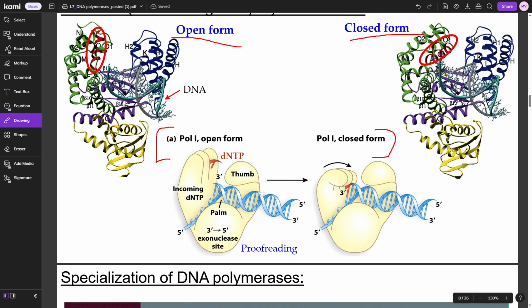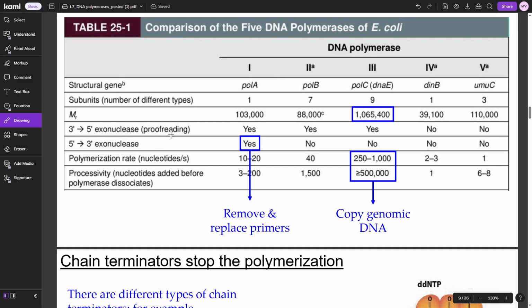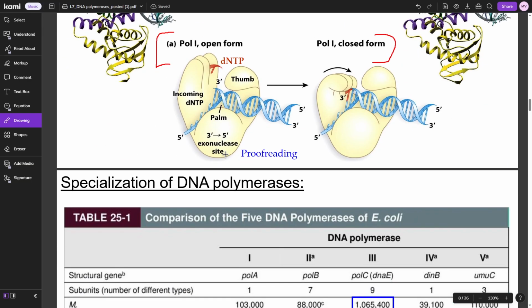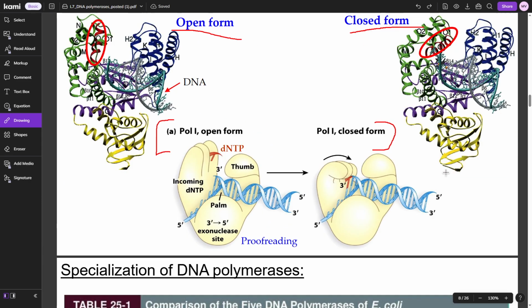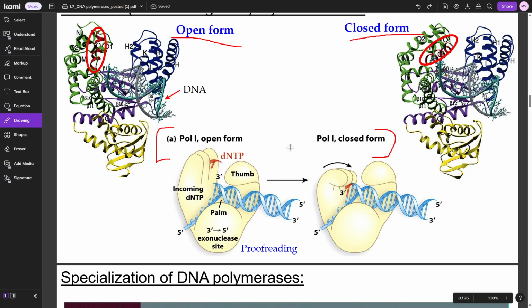There's a thing down here that shows you more about those. But this is what you get for 3' to 5' exonucleases. So all DNA polymerases that you can see here, all of these pol A, except for these two. These two don't have it, but a lot of these polymerases have the 3' to 5' exonuclease. And this is basically like a hand. If you wanted to treat it like your hand, the way it works is there's an open form and a closed form.